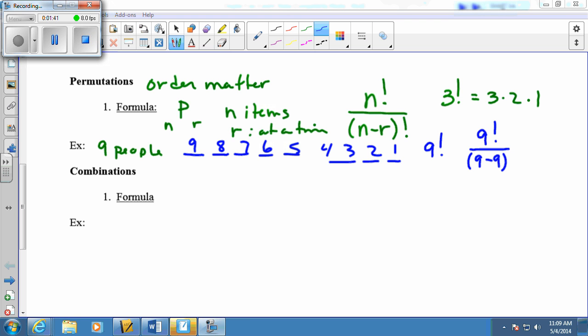R is the number I'm going to use. So that's equal to 9 factorial over 0 factorial. Well, 0 factorial is defined to be 1. So there's the formula. Now this would change if I said I had 12 people.